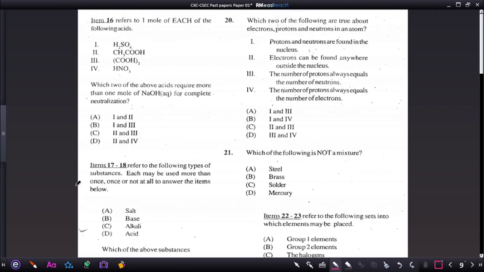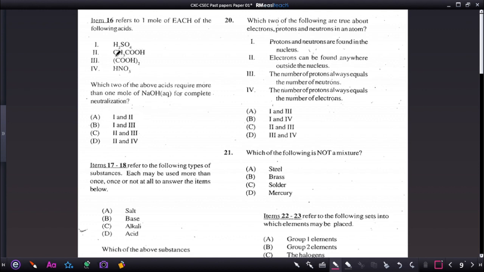Question, well, item 16 refers to 1 mole of each of the following acids. The acids that we have here are sulfuric acid, ethanoic acid, which is an organic acid, and remember that all organic acids are weak acids, so they partially dissociate. Here we have oxalic acid and nitric acid. Now they said, which two of the above acids require more than 1 mole of sodium hydroxide for complete neutralization.